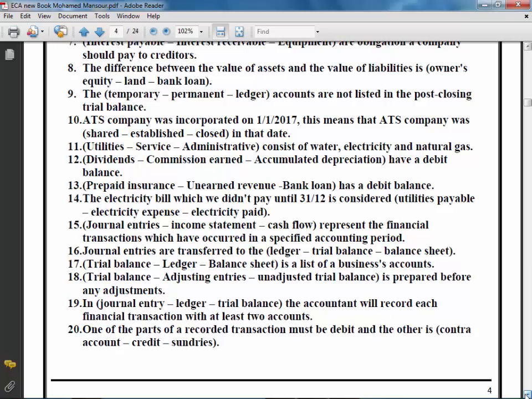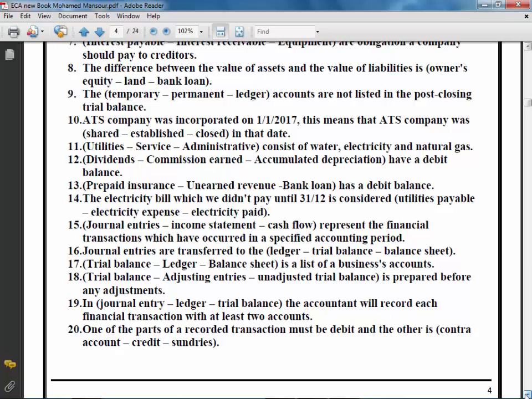Number 12. Dividends, commission earned, accumulated depreciation have a debit balance. Of course, commission earned, this is revenue. Accumulated depreciation, the two accounts have a credit balance. So the answer in number 12 is dividends. When the company distributes some of the profits to the shareholders, dividends is considered a cost for the company. So dividends have a debit balance.